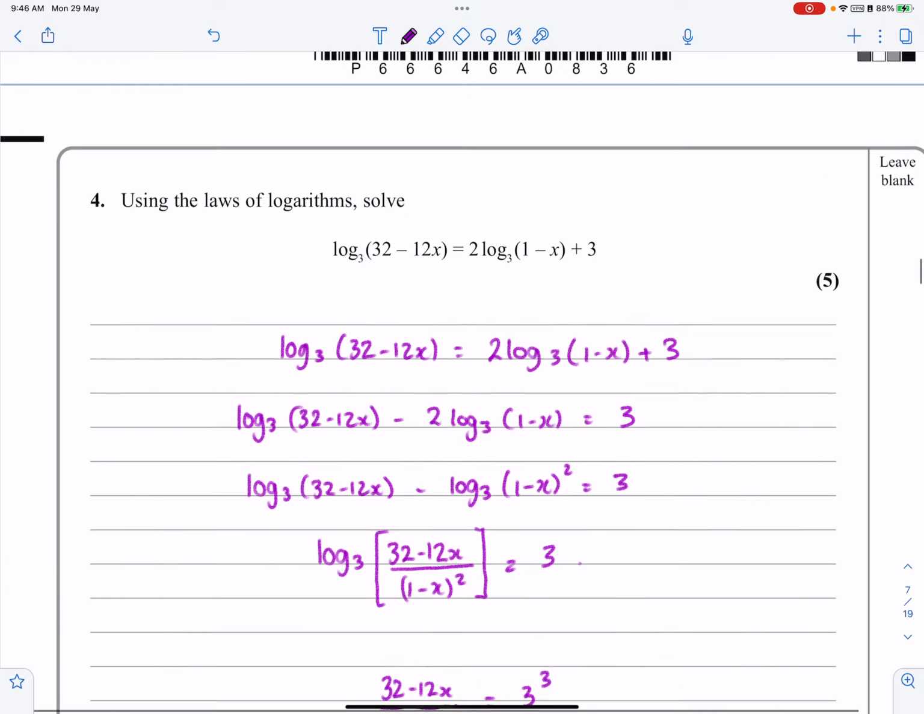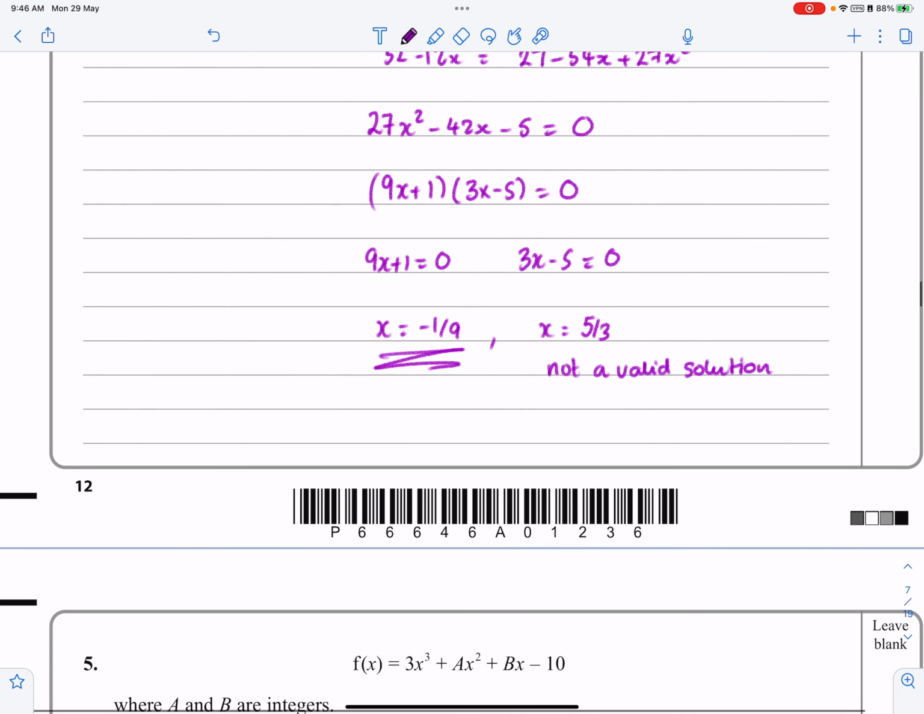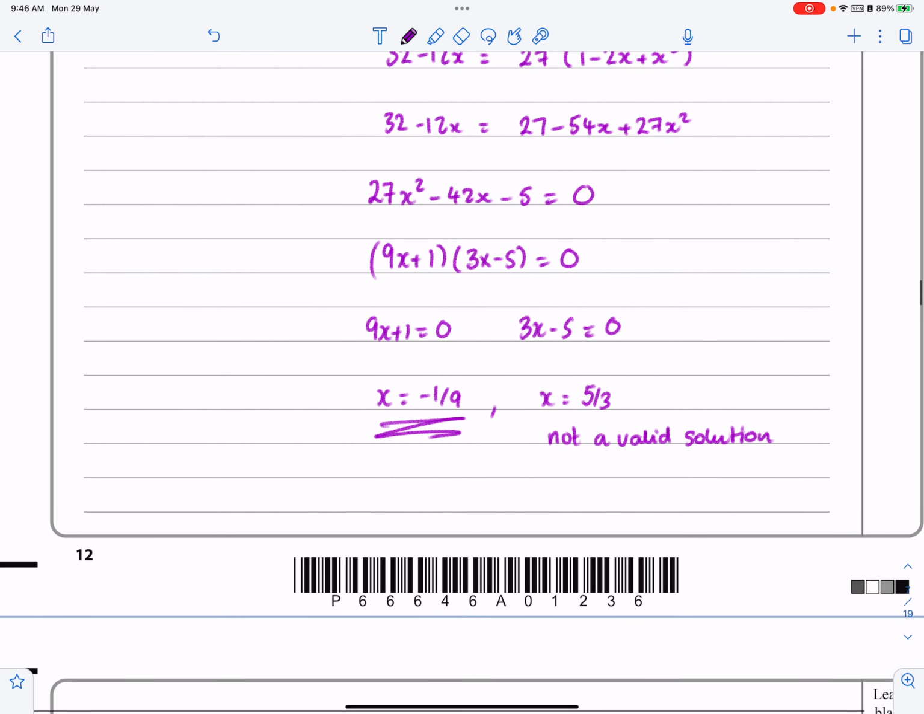How many marks is this one worth? This is worth 5 marks. You don't want to lose that mark, or at least be looking out for it. Just a sneaky little one at the end of that question. Okay, hopefully that makes sense.